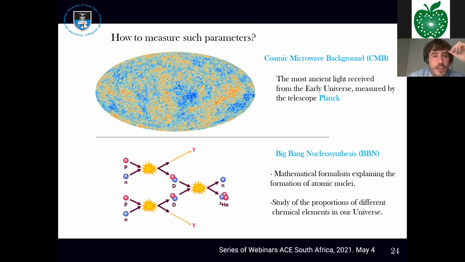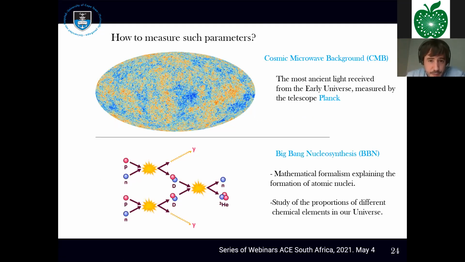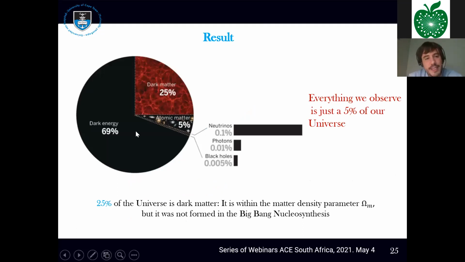Okay, so from these two sets of experimental data, from the CMB and the BBN, it is possible to constrain the density parameters I showed you here. It's possible to know the content of our universe. Good. This is the result when we measure those parameters of our universe, and 69% is what we call dark energy, which is referred to as the omega.